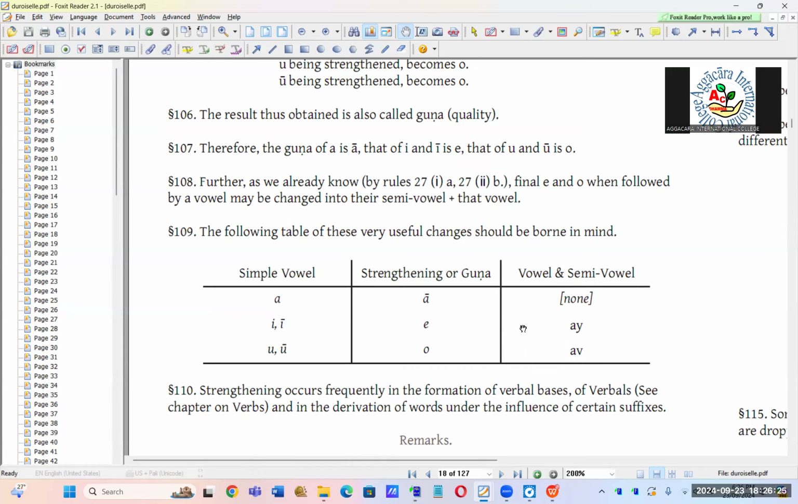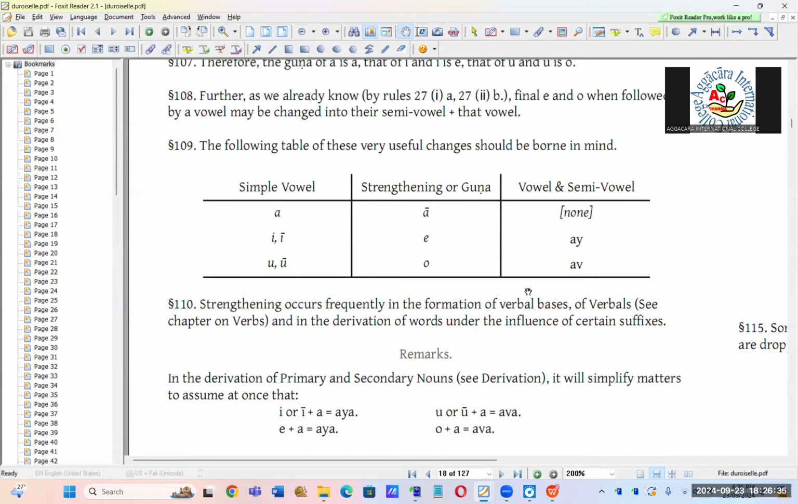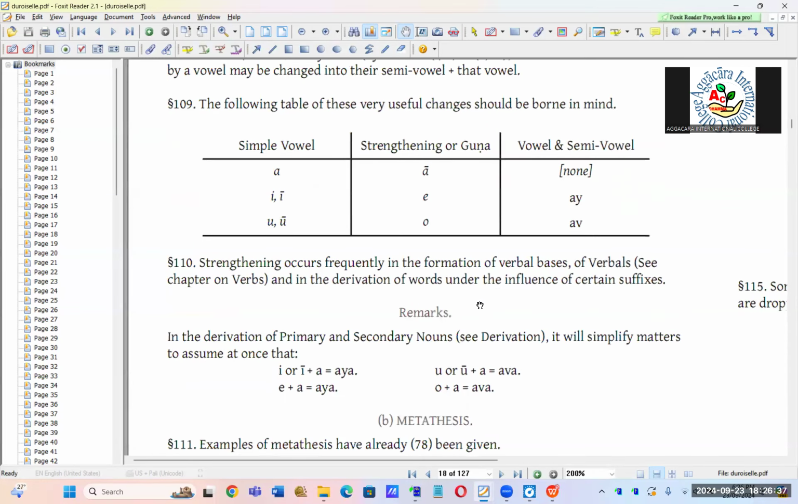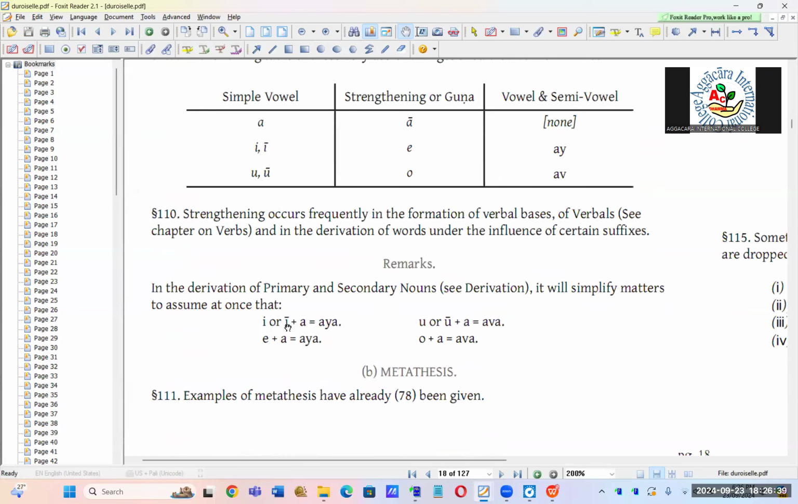O. Now also we need to know the semi-vowel. I can change to AY. The semi-vowel actually is Y. O. Semi-vowel is AV. Actually it is a V here. Sometimes you see the changes here. I plus A changes to I. E and A change to I. Alright.